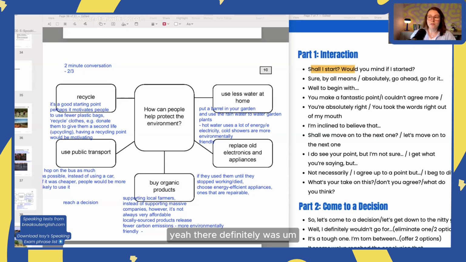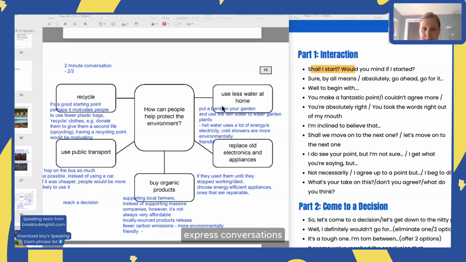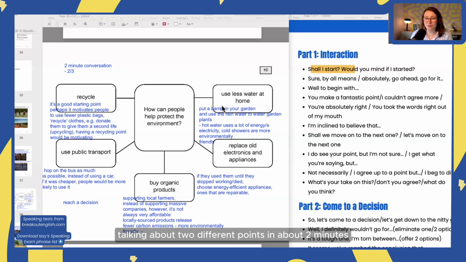Yeah, there definitely was a dominant conversation topic. I think in both of the ones that we've done today, we've seen you guys spend most of your time on one, which is again why we're practicing this today, because this always happens. It's hard to know what 2 minutes feels like, and 2 minutes is not a long time to have a conversation. So we have to get used to having express conversations, talking about two different points in about 2 minutes.